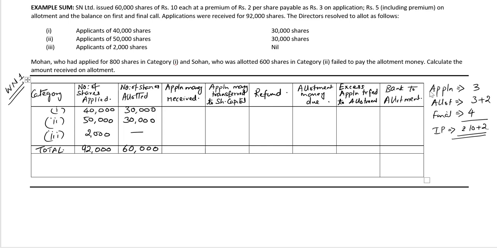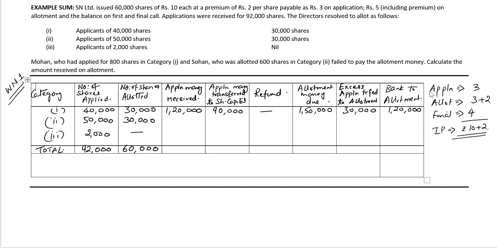So let's complete the table. We'll begin with the first category. Application money received, 40,000 shares applied multiplied by 3 rupees per share, 1,20,000 rupees. Application money transferred to share capital, 30,000 shares allotted multiplied by 3 rupees per share, 90,000 rupees. There will be no refund. Allotment money due, 30,000 shares allotted multiplied by 5 rupees per share, 1,50,000 rupees. Excess application, which is transferred to allotment, is 1,20,000 rupees minus the 90,000 rupees, which is 30,000 rupees. And bank to allotment in category 1 is 1,50,000 rupees minus 30,000 rupees, which is 1,20,000 rupees.